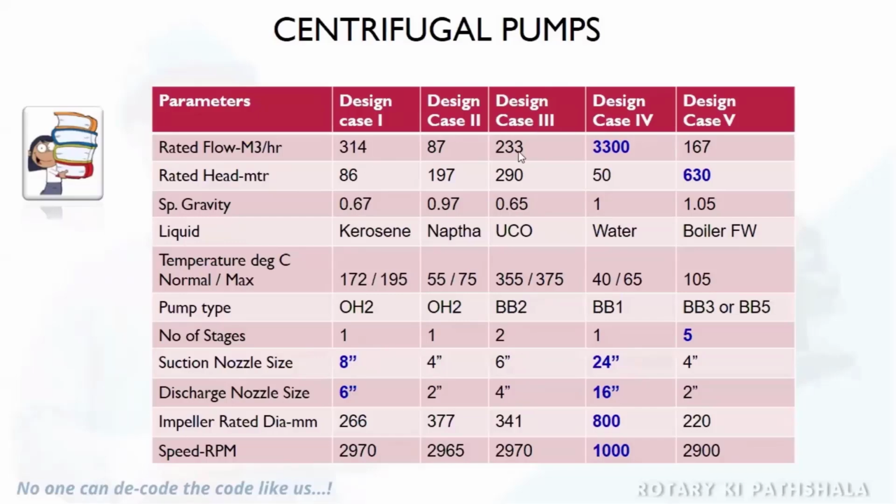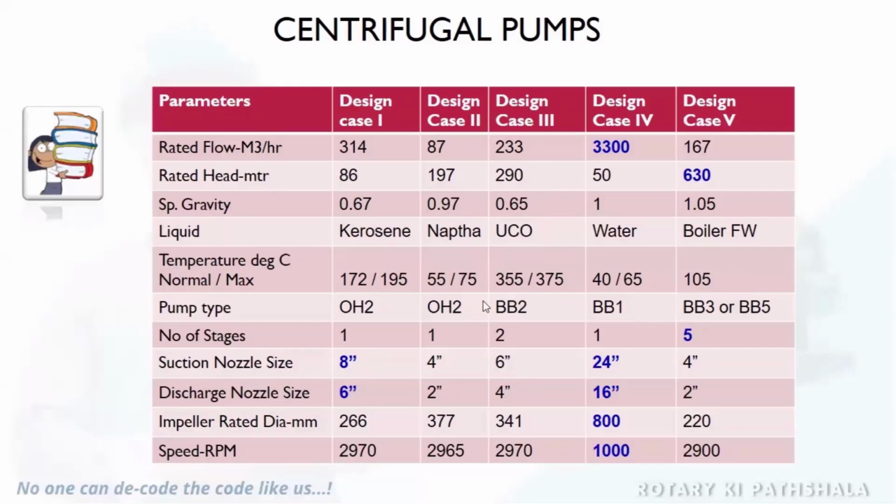If you compare it with respect to the first case, the flow rate is almost 70%. If you multiply it, 70 to 75%, it comes to 233. Now what is the head? The head is almost 3 times. Here it is 86 meter and here it is 290 meter.